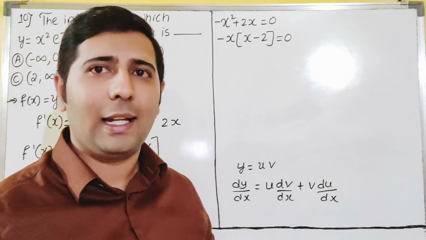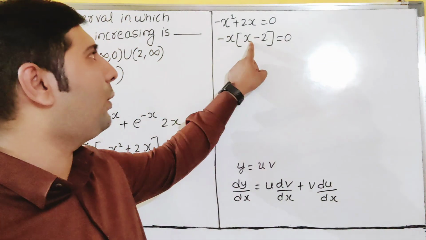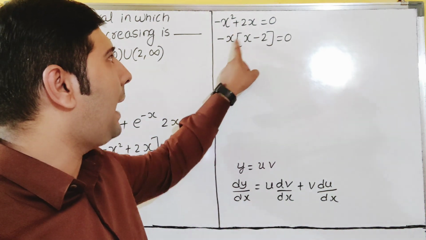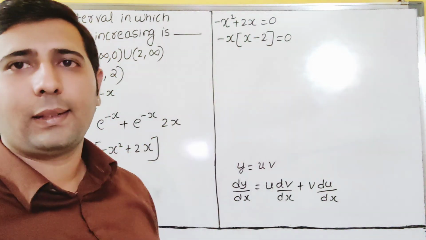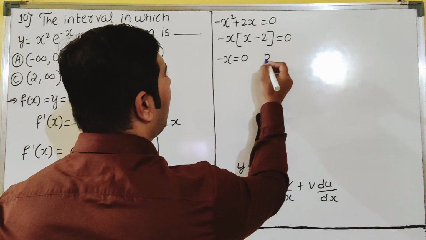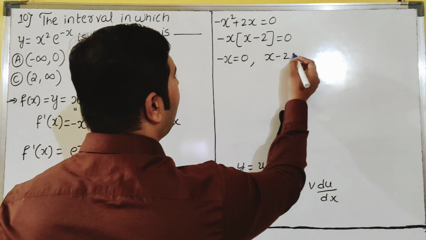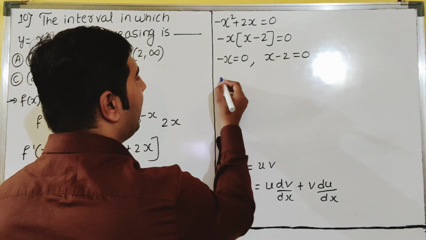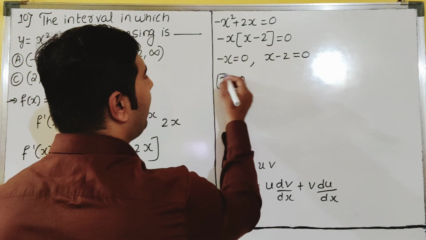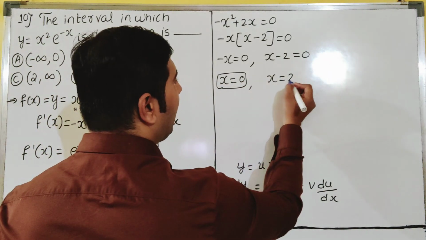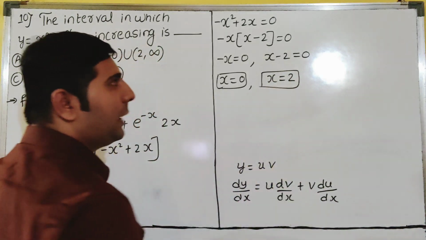Understood, no? Minus x into x means minus x square, minus into minus means plus, x into 2 means 2x. Clear? So minus x equal to 0 is one. Another is what? x minus 2 equal to 0. Minus 0, minus you send that side, it will become 0 only. x value is 0. Another is what? Minus 2 if you send that side, x value is equal to 2, dear students.